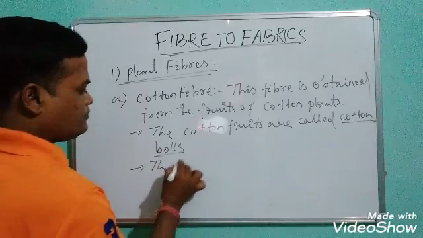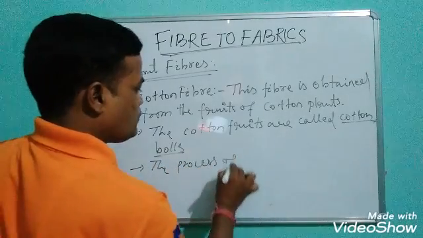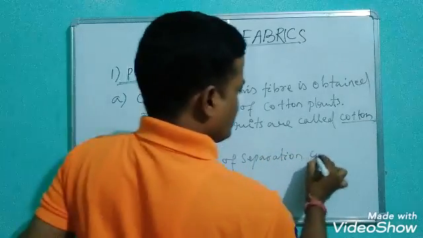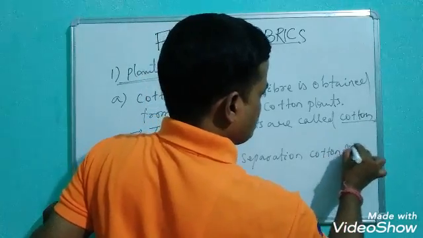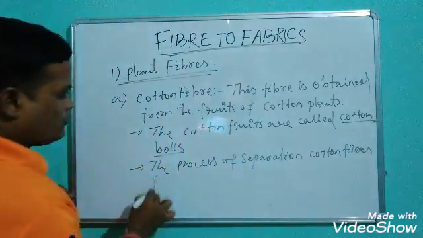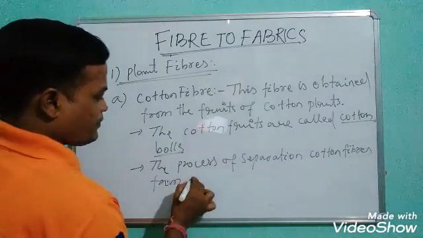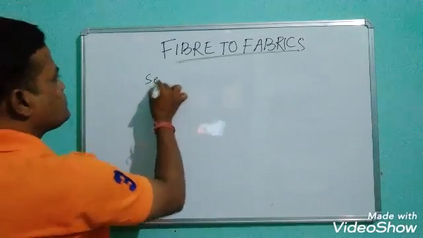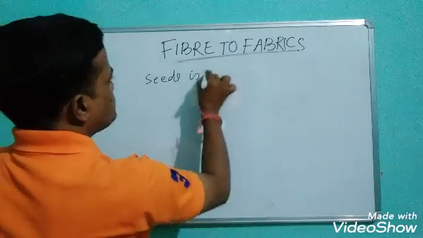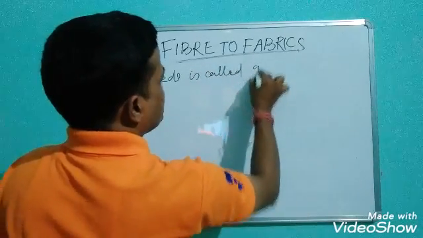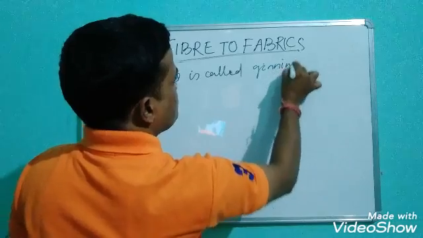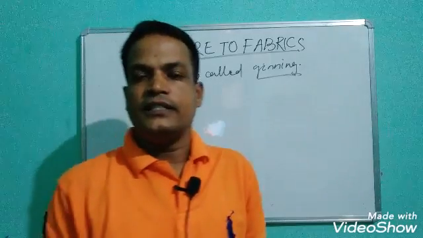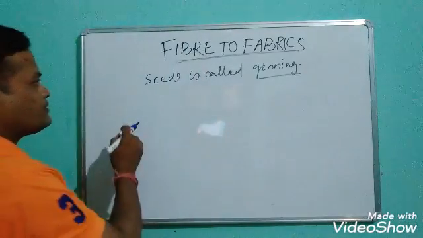The process of separation of cotton fiber from the seeds is called ginning. The process of separation of cotton fibers from cotton seeds is called ginning. Let us see another fiber.